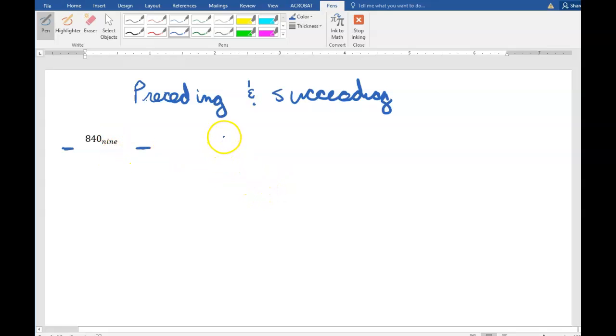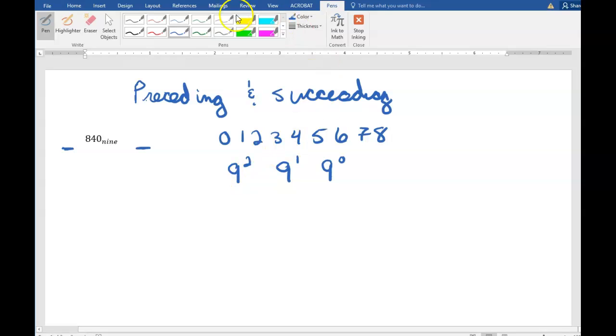Now, remember with base 9, we can have the values of 0, 1, 2, 3, 4, 5, 6, 7, and 8. We cannot have a 9. So if we think about 840, that means that we have the positions of 9 squared, 9 to the first, and 9 to the 0. Okay? So these are our groups. Now, our original groups contain an 8, a 4, and a 0.